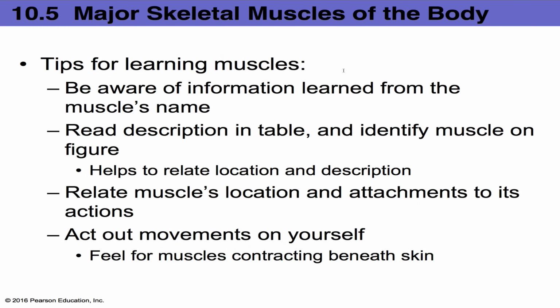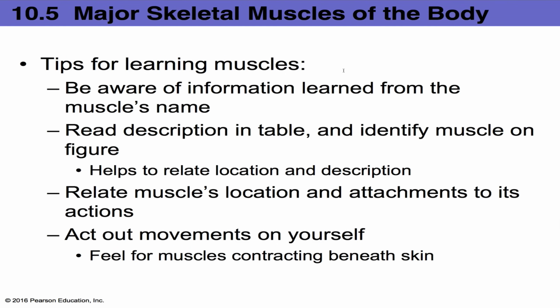Now, as far as tips go for learning the names of these muscles, the first thing is make sure you know what you're reading. Be aware of the information that you're learning from the muscle's name. Memorize the name, and then also be sure you're able to identify the muscle when you're looking at a picture, an illustration, or a picture of a cadaver. And if some of you have the luxury of working with cadavers in the lab, be sure to go and identify these muscles on the cadaver. The next thing you want to do is make sure you know the insertions and the origins of the muscle, and then look at the action that it has.